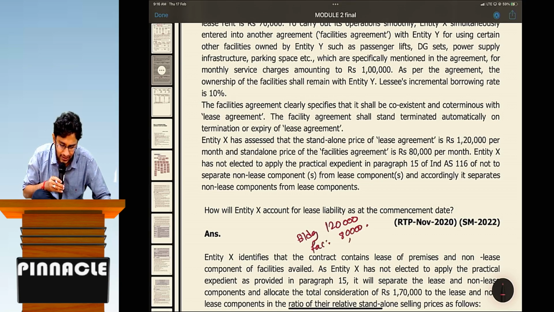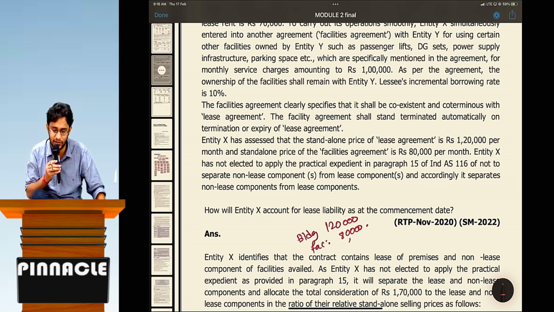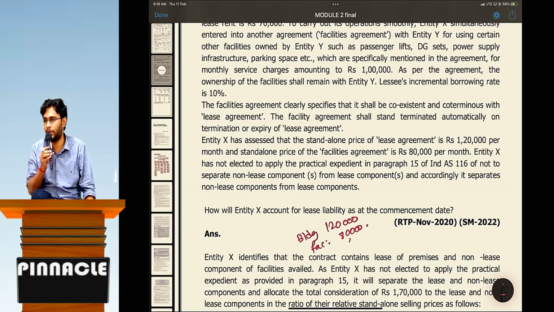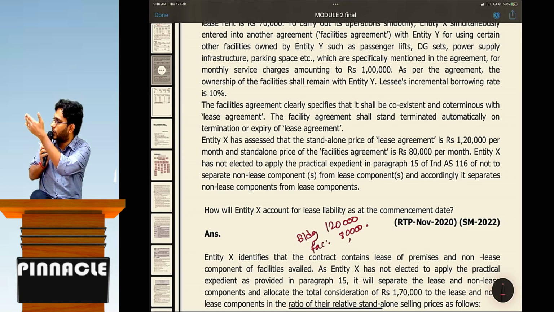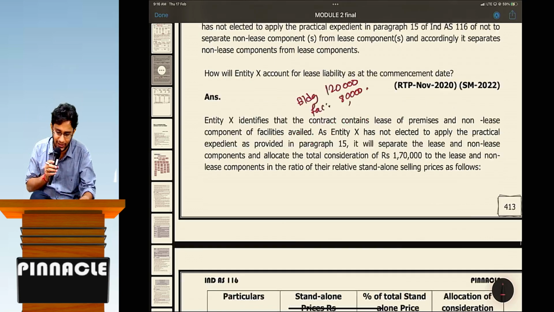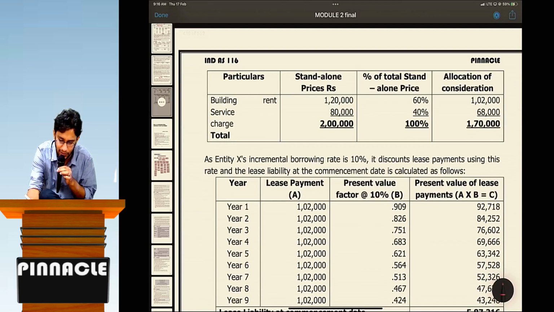Entity X has not elected to apply the practical expedient of paragraph 15 to not separate non-lease components from lease components, and accordingly it separates non-lease components from lease components. What does it mean? You have a choice. The entire 1,70,000 you are paying monthly could be treated as a lease payment, and correspondingly you can create the ROU asset. But this fellow says no, I'm not doing that. So he has to split it, in the ratio of 120 to 80. When you split like that, the numbers come as monthly 102,000 and 68,000.